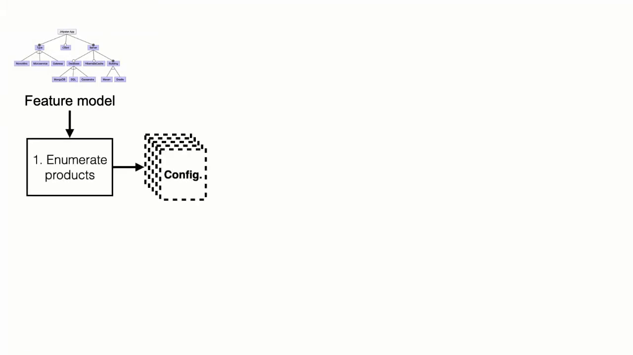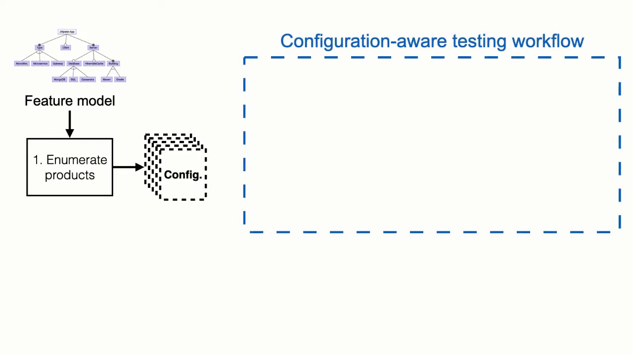So for that, we needed two things. First, enumerating all the possible configurations from the feature model and generating the corresponding JHipster configuration files. Second, we needed a configuration-aware testing infrastructure with all the necessary elements to execute the tests of the different configurations.